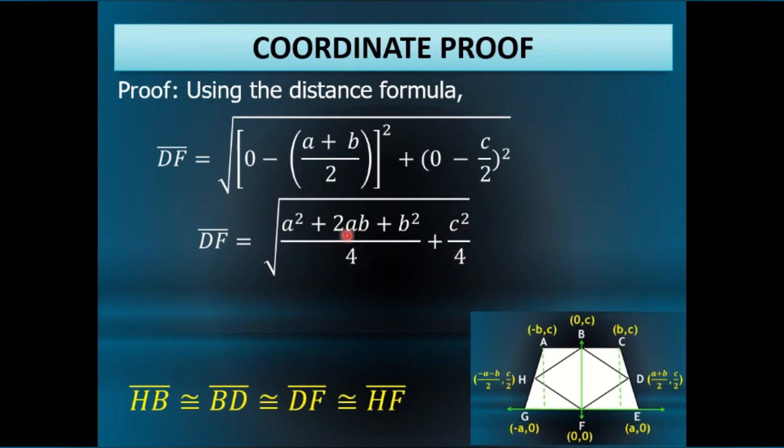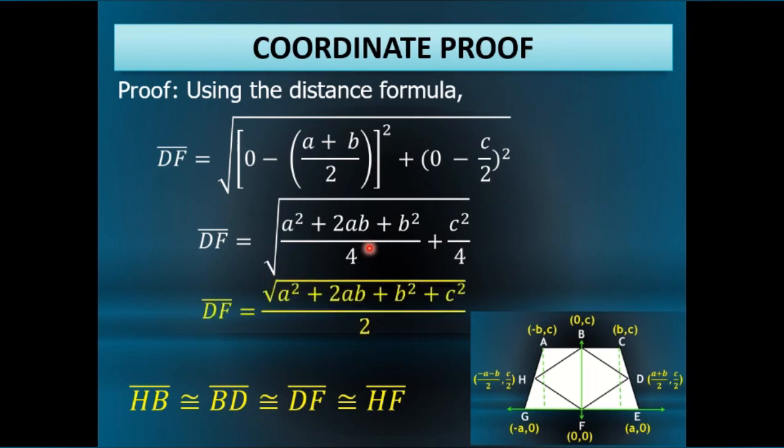4. But since our 4 is a perfect square, we can get its root, giving the length of the line segment DF: the square root of (a squared plus 2ab plus b squared plus c squared) over 2. And then lastly, we need to find the distance between point H and F, or the length of the line segment HF.